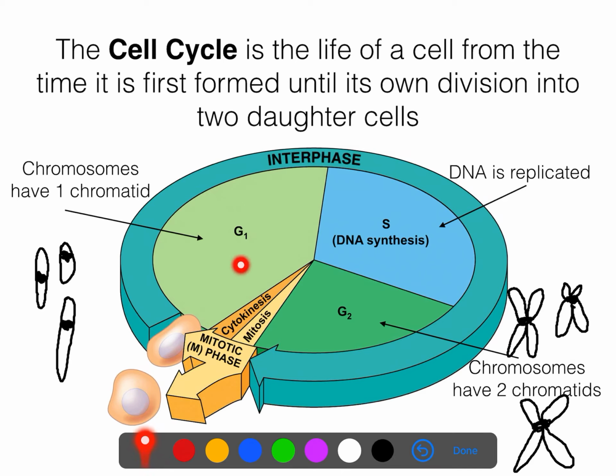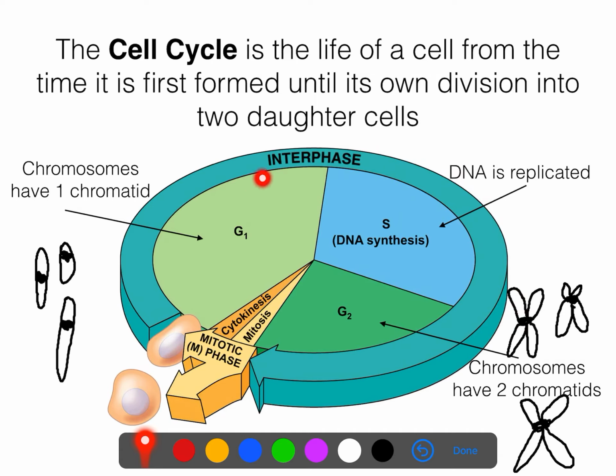So you see here in G1, this organism has 3 chromosomes. Each chromosome consists of 1 chromatid. During S phase, the DNA is replicated, but the number of chromosomes remains the same, 3 chromosomes. But now each chromosome is made of 2 chromatids bound together at their centromeres. This will be important in just a moment.